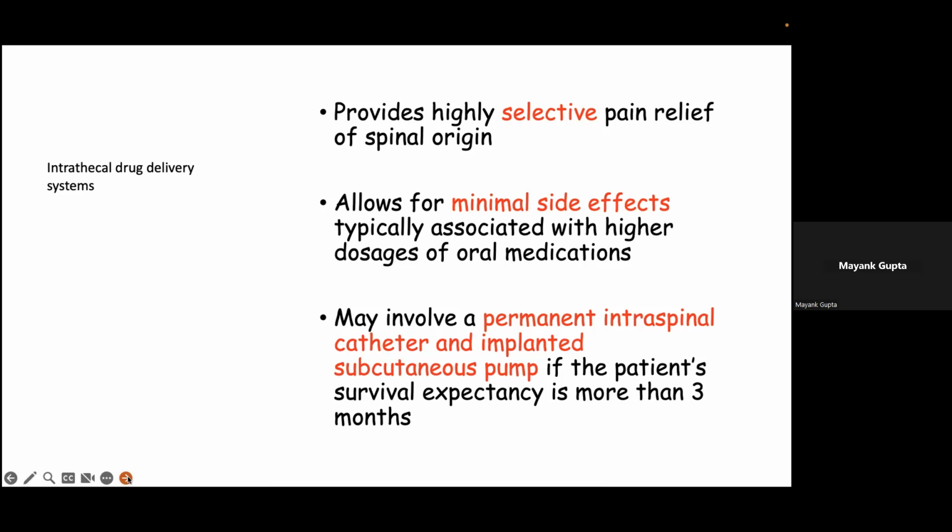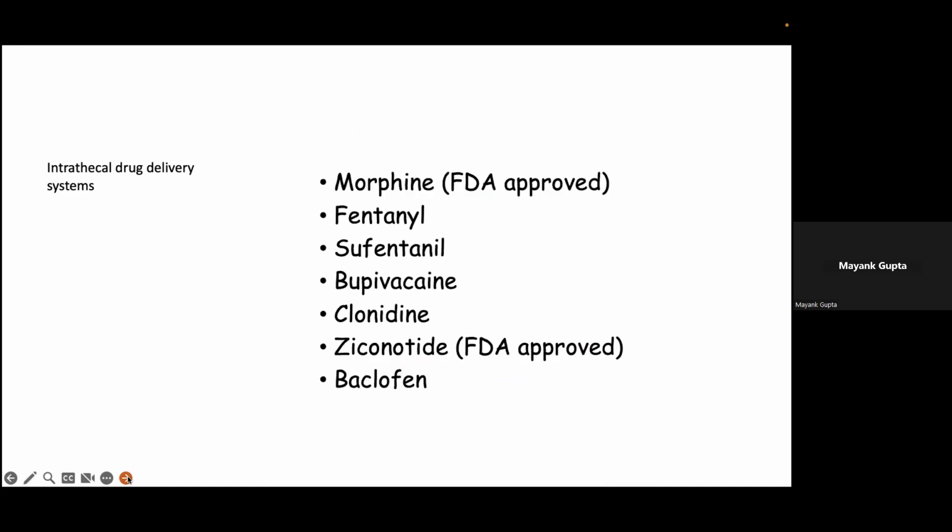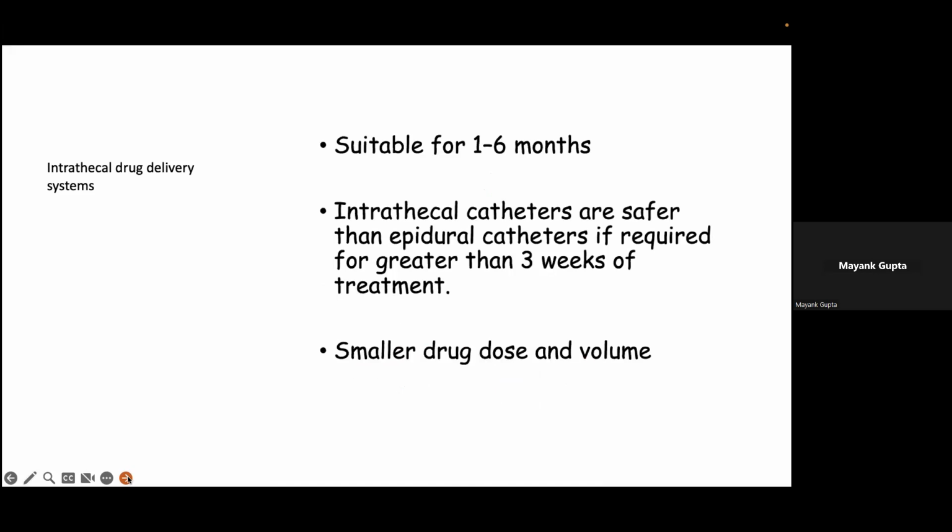But just to give an overview, it provides highly selective pain relief. It leads to drastic reduction in the doses of opioids. At least 1/300 is the concentration if you give it intrathecally compared to orally. That's the reduction in the dose of morphine which you can achieve with the intrathecal drug delivery system. These are the drugs which are given. Morphine and ziconotide are the only drugs which have FDA approval, but off-label use of other drugs is common practice.